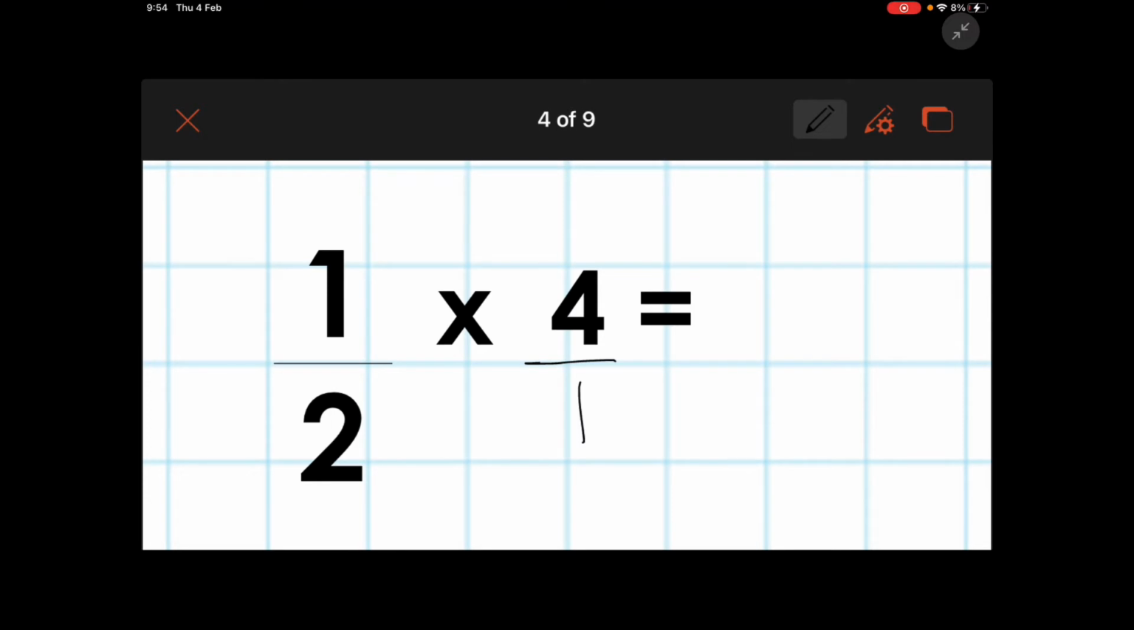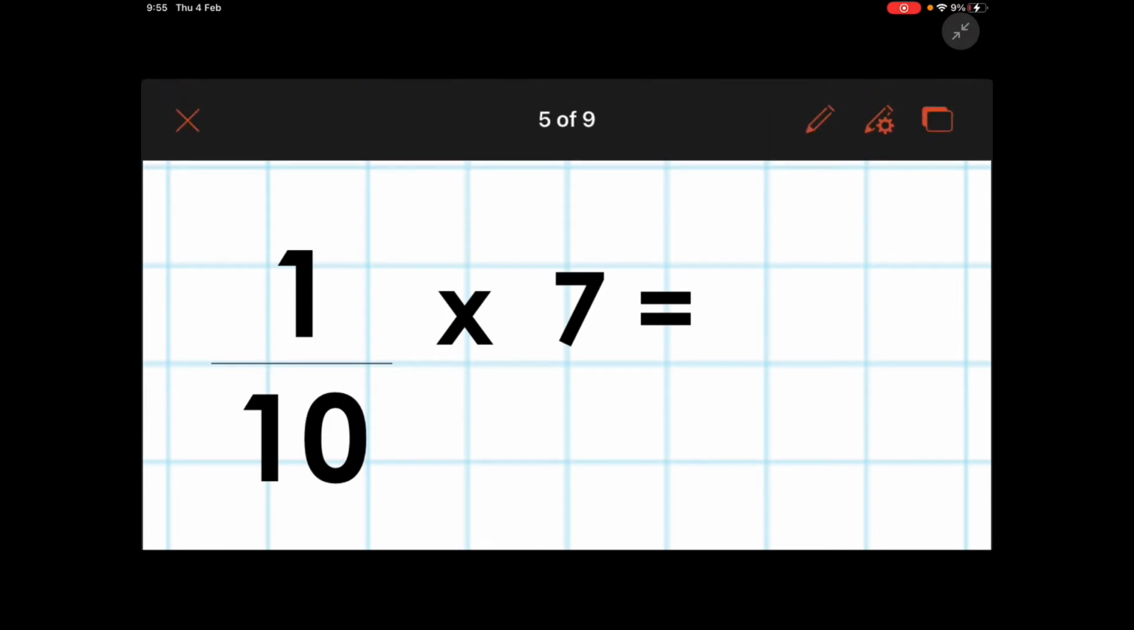When you have expressed your whole number as a fraction, you must multiply the numerators together. 1 times 4 is 4, and 2 times 1 is 2. When you have multiplied the denominators and you have got an answer, you must look to see if it can be reduced or simplified, and it can. Now this fraction is an improper fraction, and I can divide 4 by 2, and I know there are 2 2's in 4, so 4 halves is the same as 2 wholes.